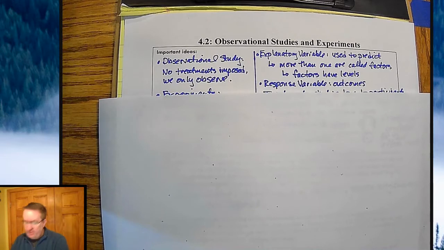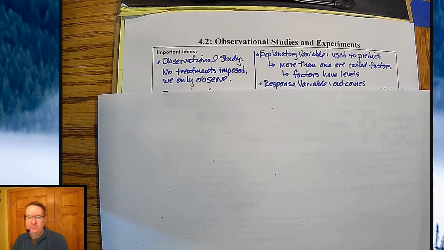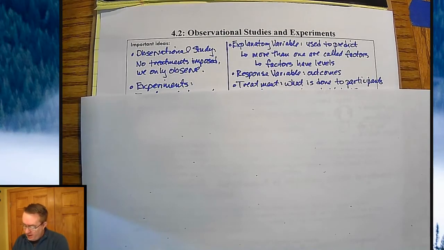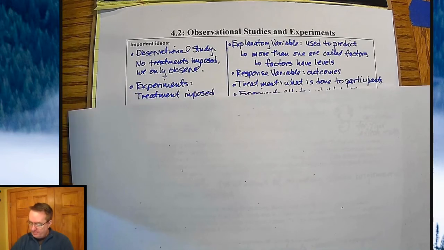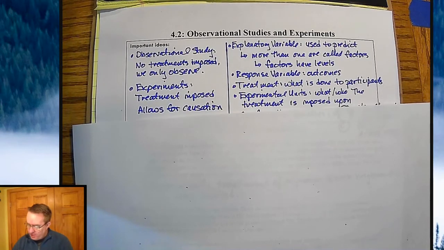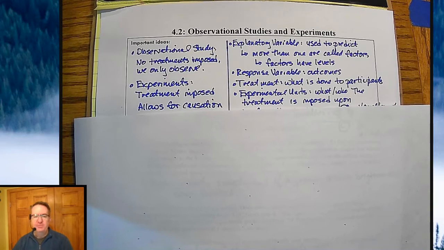Okay, response variable are the outcomes. That's pretty self-explanatory, so that's what we look for, what we're measuring. Treatment, what is done to your participants? It sounds awful, and I will be perfectly upfront with that. So this is one of those things where we use jargon that may sound a little bit off to people outside of statistics. So yes, we're doing a treatment on them. Ooh, what's the treatment? We're putting them in an SAT course. Okay. Experimental units are who or what the treatment is imposed upon.